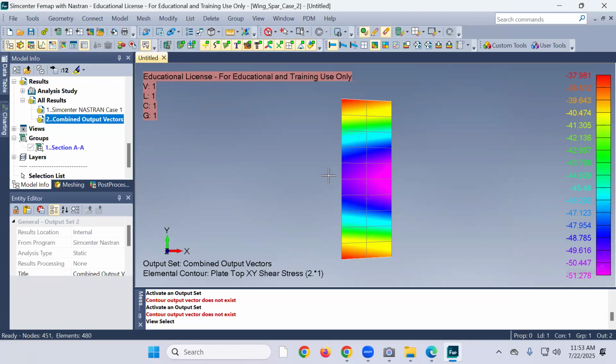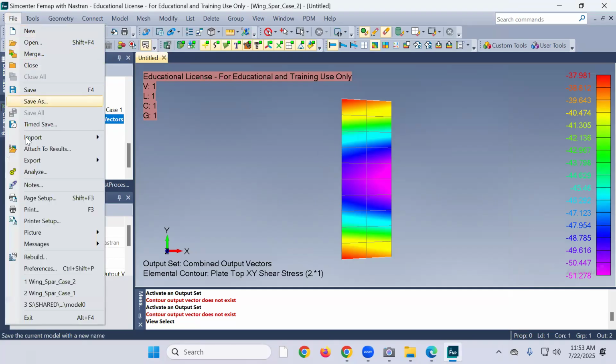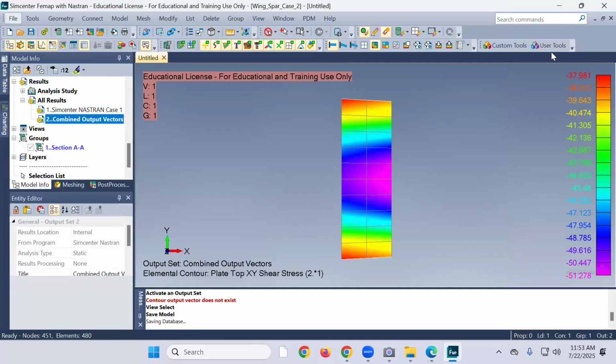Okay, did you all get the FEMAP running? Okay, so save it and close it. We're not going to use it anymore.